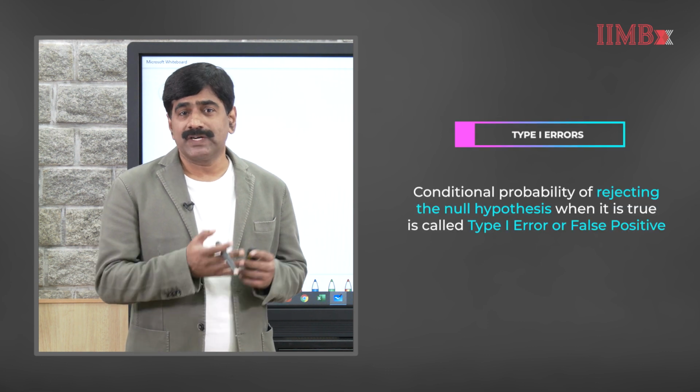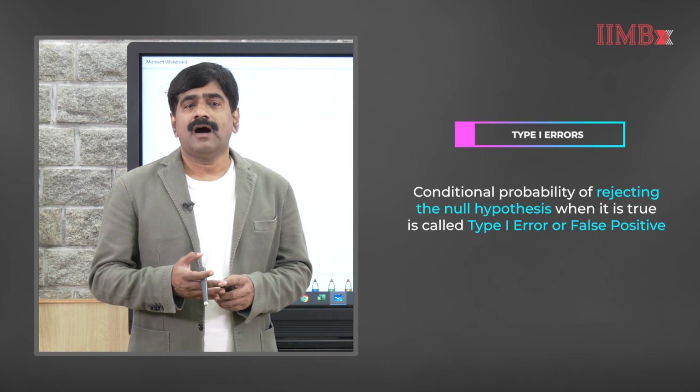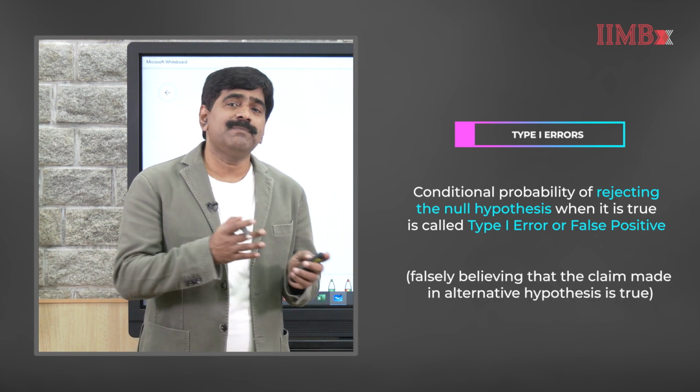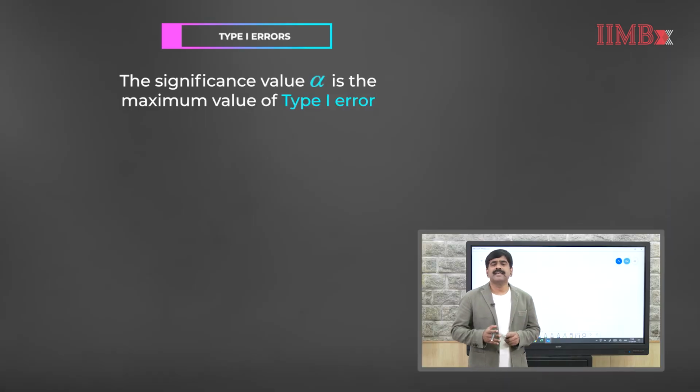First, let us look at type 1 error. The conditional probability of rejecting the null hypothesis when it is true is called type 1 error or false positive, falsely believing that the claim made in the alternative hypothesis is true. The significance value alpha is the maximum value of type 1 error.